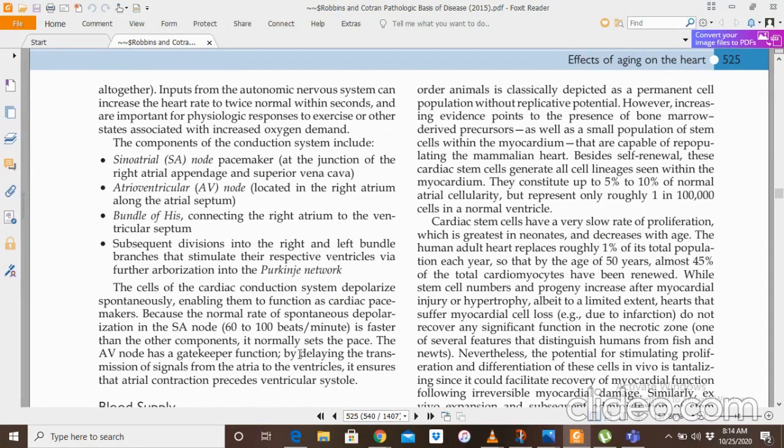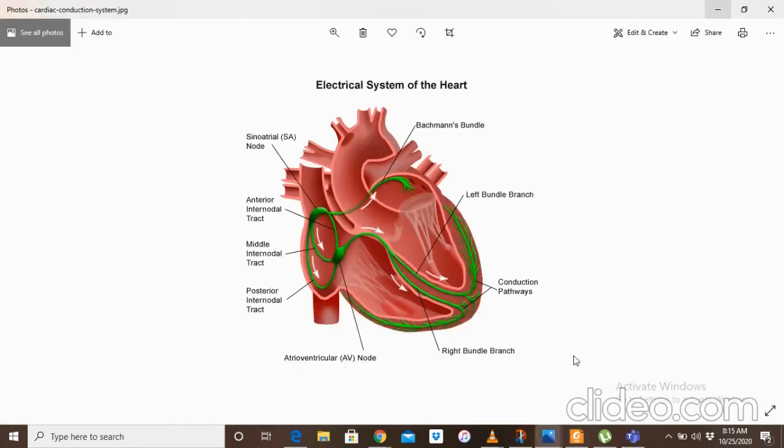The AV node has a gatekeeper function. The gatekeeper function is the responsibility of the AV node, because it provides the AV nodal delay, which allows the atria to contract first before the contraction of the ventricle. By delaying the transmission of signals from the atria to the ventricles, it ensures that atrial contraction precedes ventricular systole. So here is the diagram which will help you.